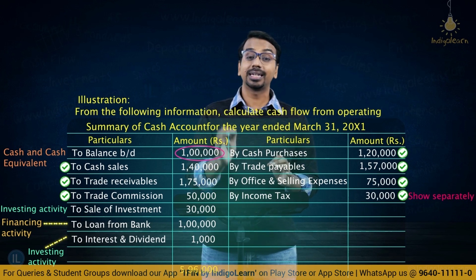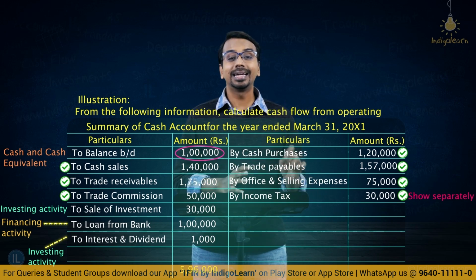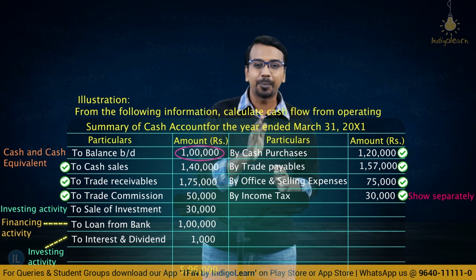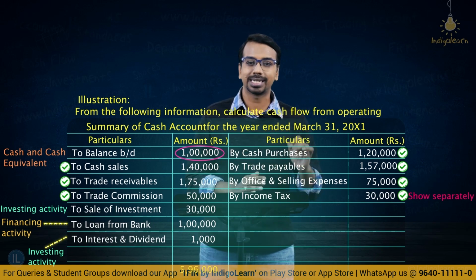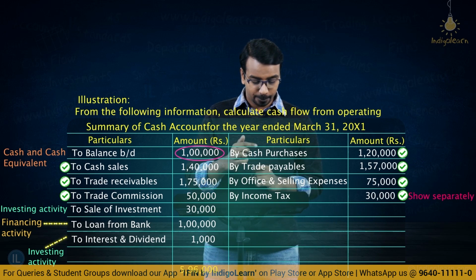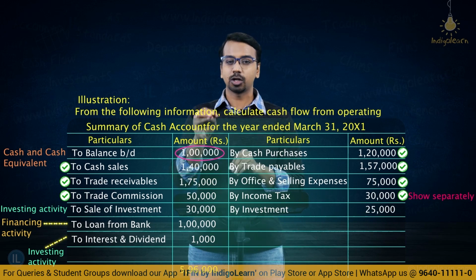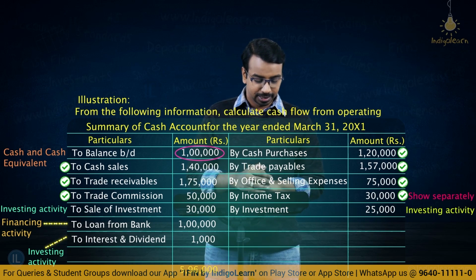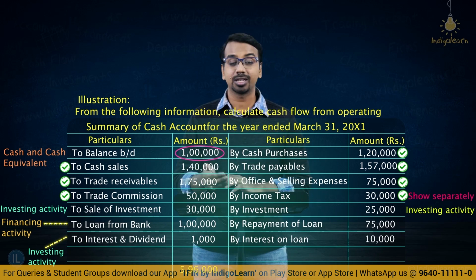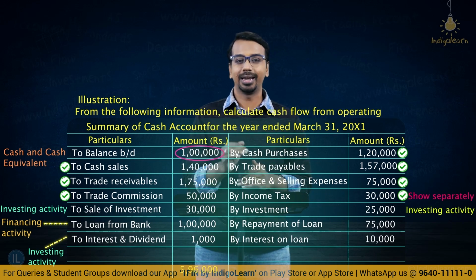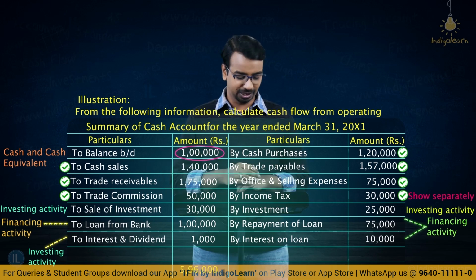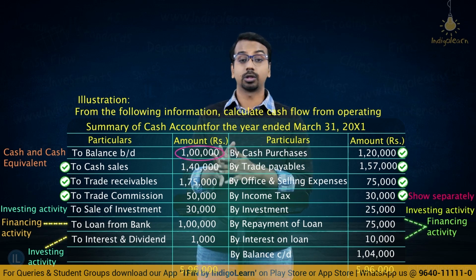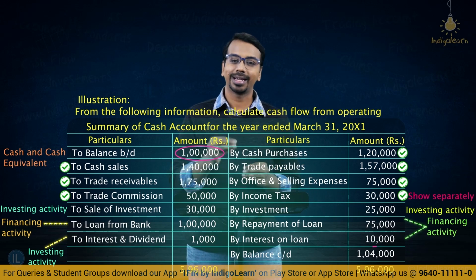And one specific thing that you need to keep in mind is income tax must be presented separately. They have to be shown separately in the cash flow statement. Then by investment, you made some investment. Is it operating outflow? No, it is an investing outflow. By repayment of loan and then by interest on loan, both these activities are related to financing activity. And lastly, by balance carried down 1,04,000. This is my closing cash and cash equivalent.